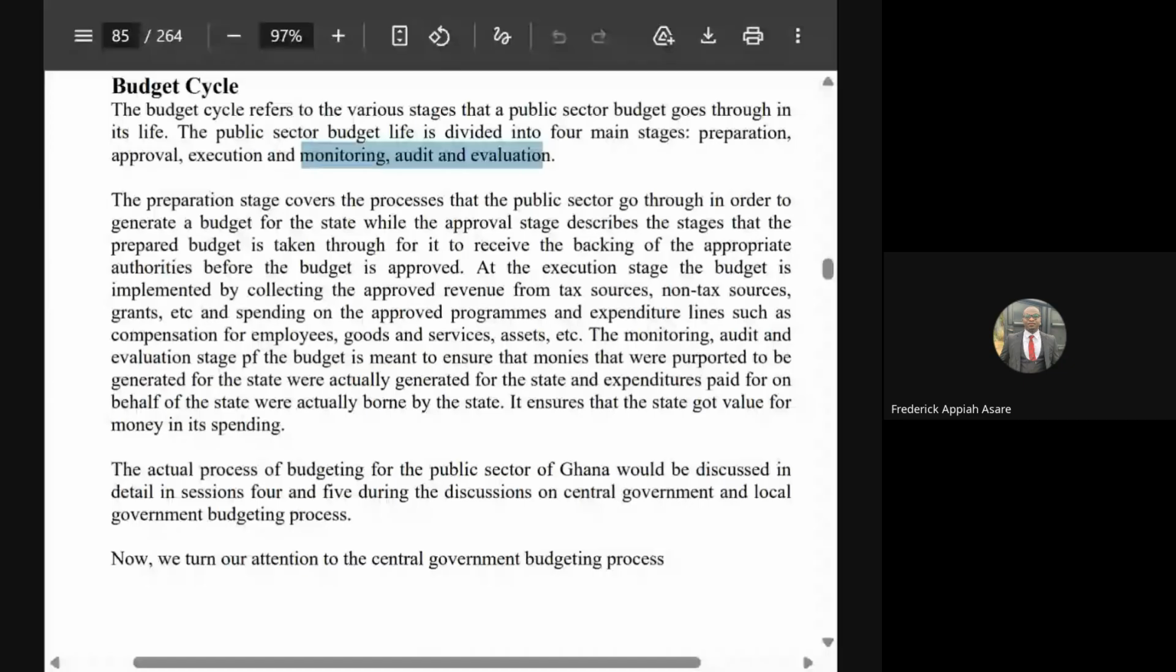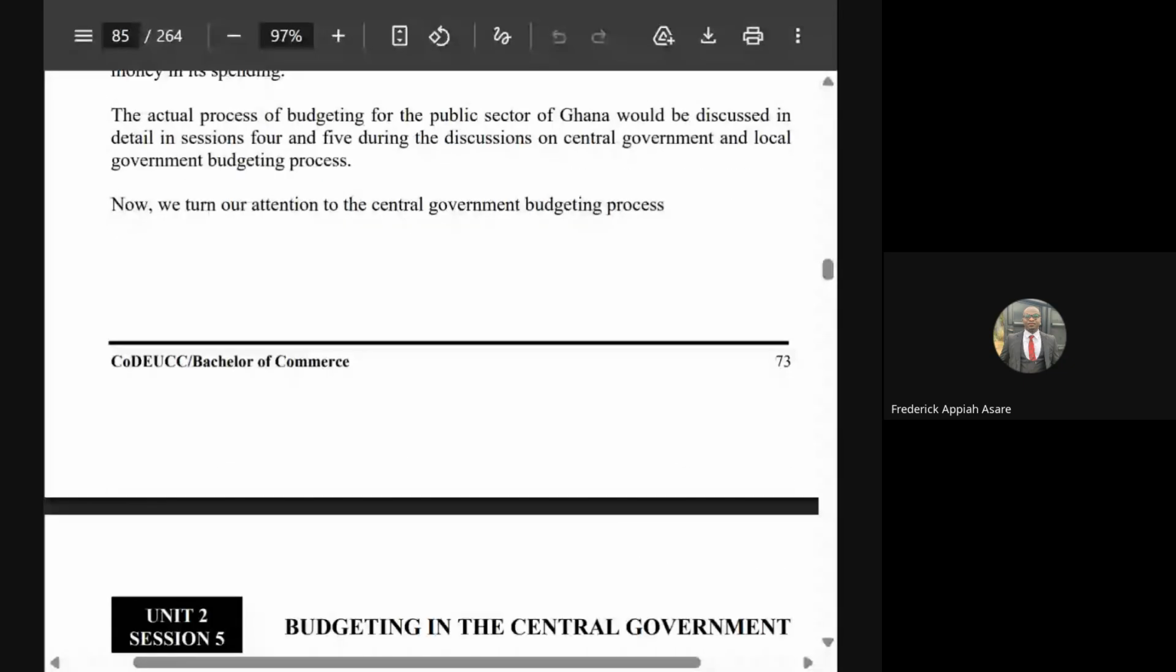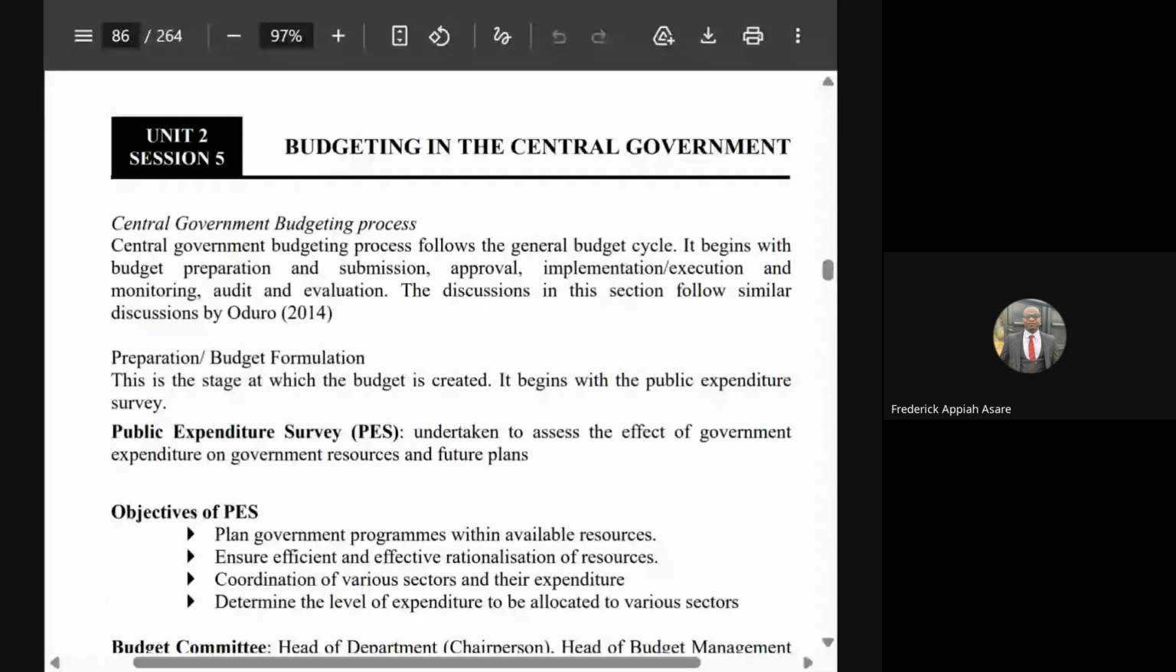So when they ask you for the budget cycle, tell them that there are 4 main budget cycles that we have. When it comes to the budget formulation, this is the stage at which the budget is created. It begins with the public expenditure survey.